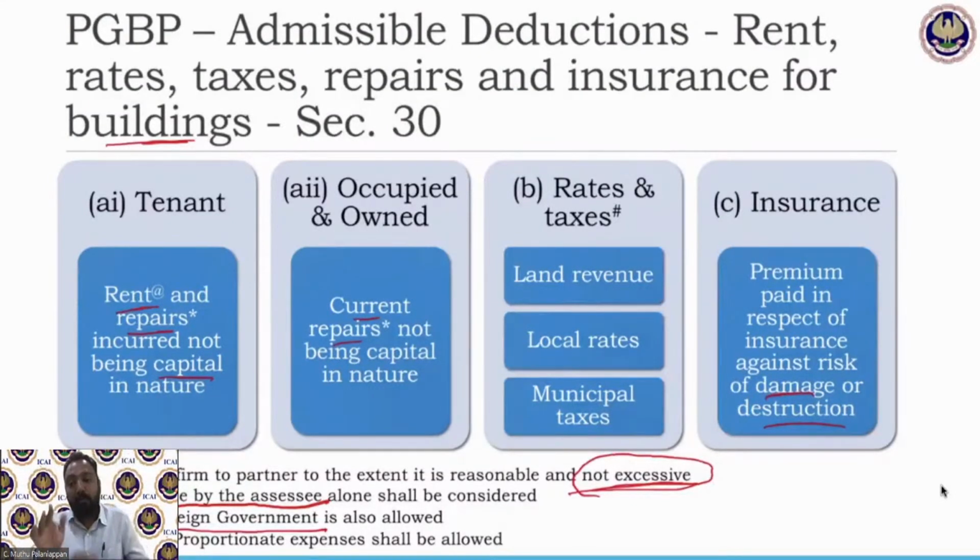So we are only talking about what is covered under section 30. What is covered under section 30? Rent, rates and taxes, repair and maintenance, insurance.